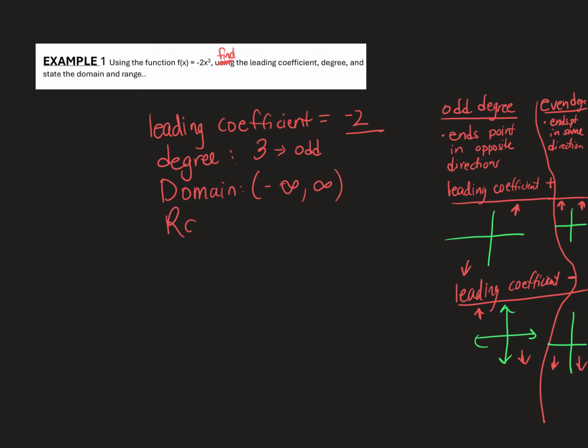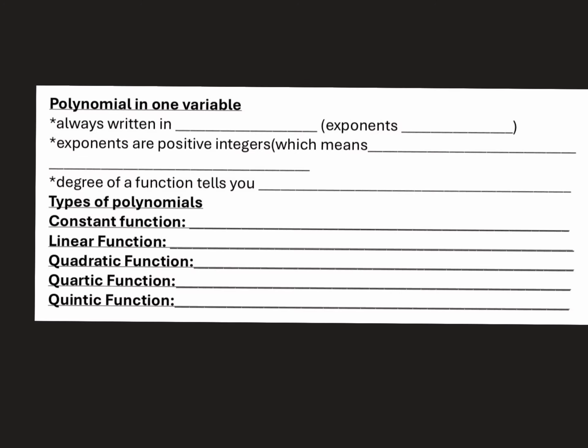And then for our range, how far up and down does this graph go? It goes forever up and forever down. So that one is also negative infinity to positive infinity for the domain and the range. Okay, moving on to the next one.